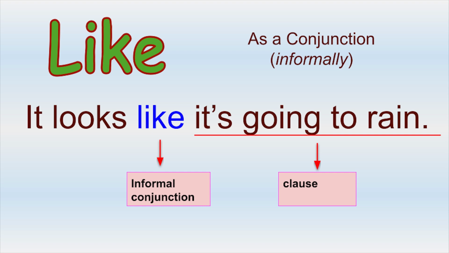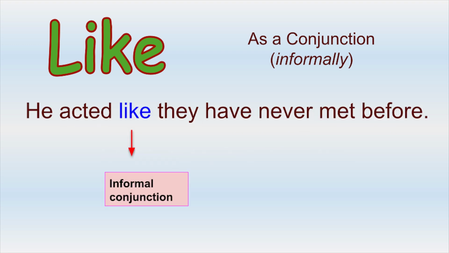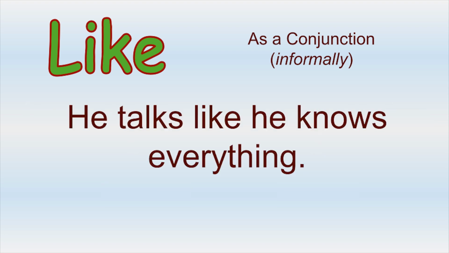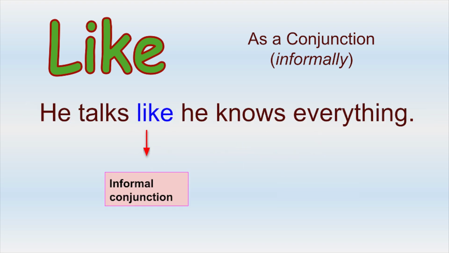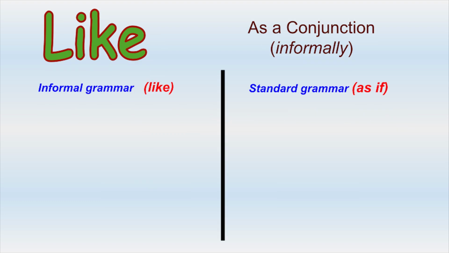Here are two other examples. He acted like they had never met before. Like is the informal conjunction followed by the complete clause, they have never met before. And our next example, he talks like he knows everything. Like is the informal conjunction followed by the complete clause, he knows everything. In those examples, like was used informally as a conjunction.